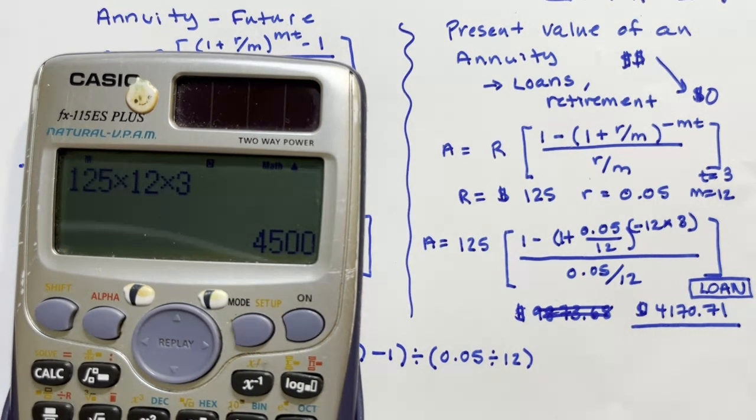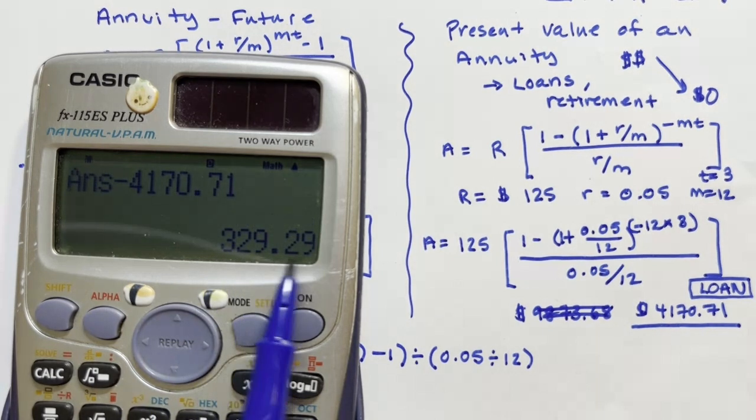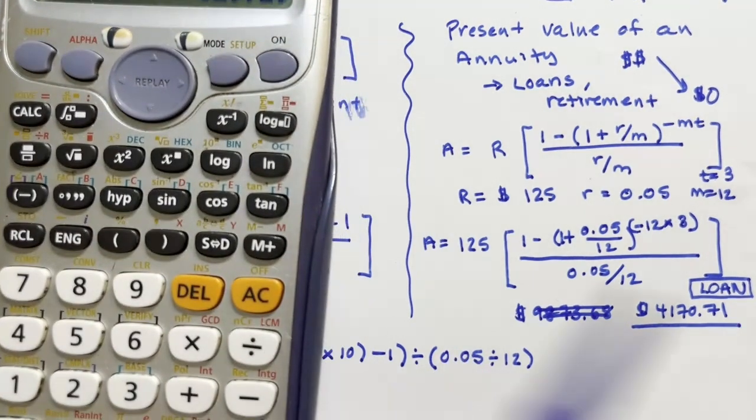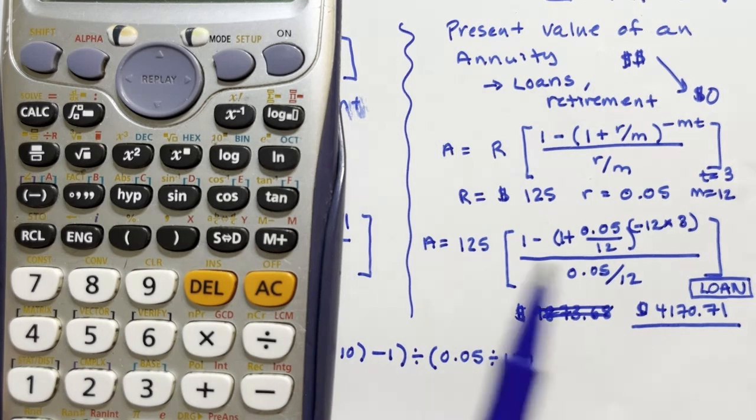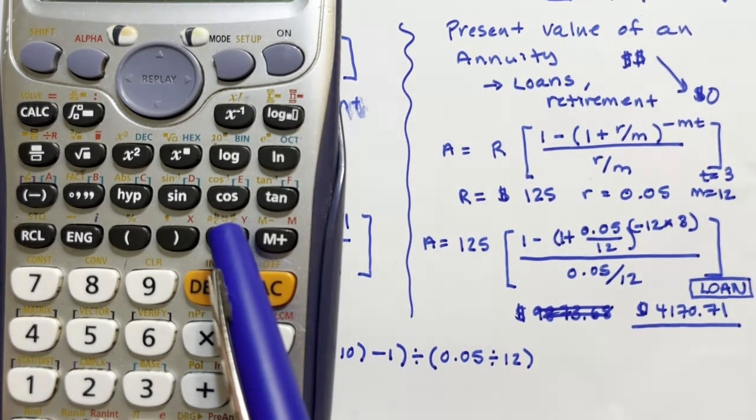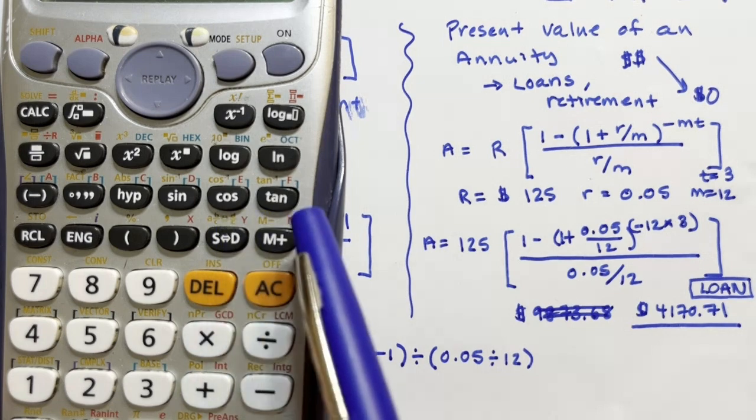Now, if you want to know the interest, remember we talked about interest. Well, you've paid this much, $125 for 12 months for 3 years. This is the original cost of the car, $4,170.71. If you subtract them, the interest that you've paid is $329.29. By the way, what I just did there, if you just got this calculator and you're like, what's going on? There's a button right here that's specific decimal. If you click that button, it will toggle between the forms of specific and decimal.